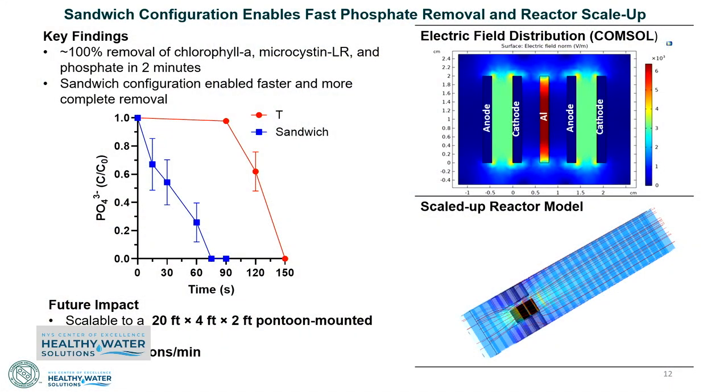In the lab tests, using synthetic lake water dosed with Microcystis aeruginosa and phosphate, we observed nearly 100% removal of chlorophyll A, microcystin-LR, and phosphate within 2 minutes using the sandwich configuration. So the sandwich configuration clearly outperformed the T configuration, as you can see from the left figure of the phosphate removal kinetics, and the T configuration showed less effectiveness and slower removal kinetics.